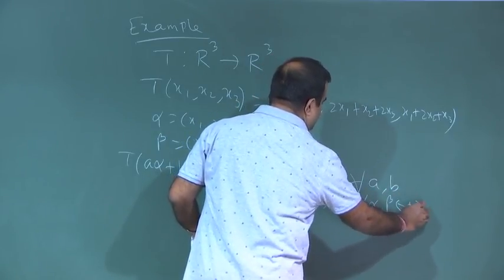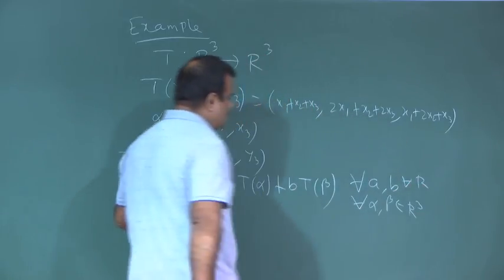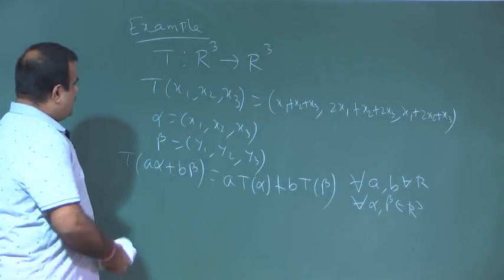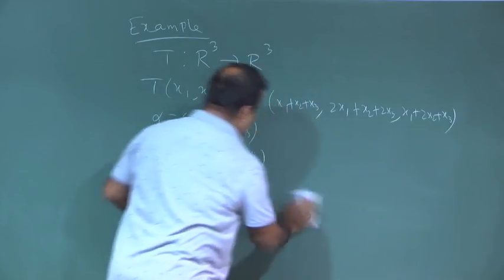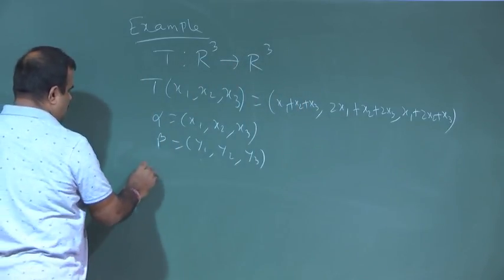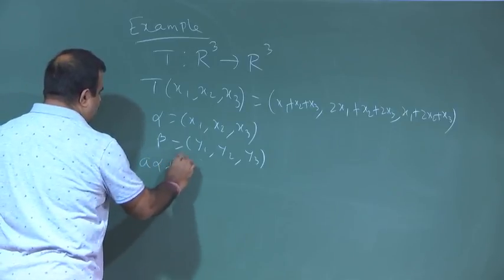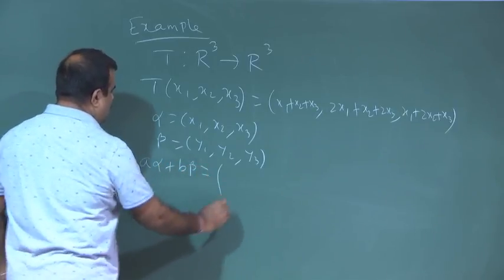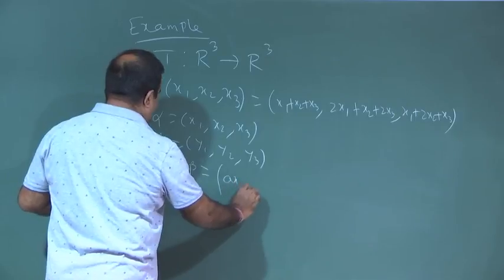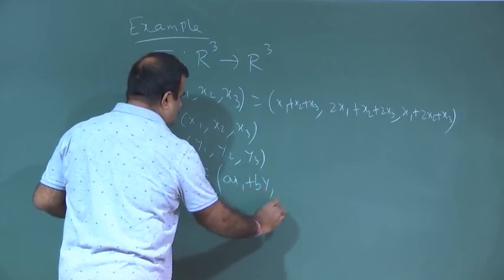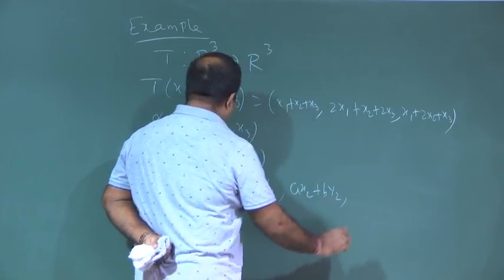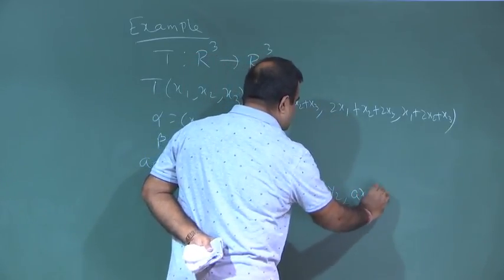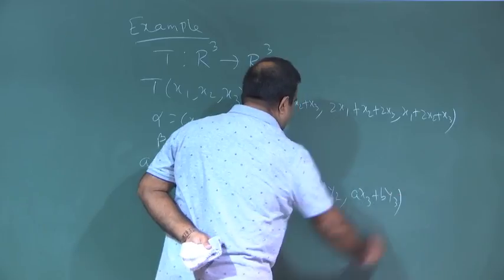Alpha, beta from R^3, for all a, b from R. This we can try; we just have to take this. What is basically a alpha plus b beta? This is nothing but a x1 plus b y1, comma, a x2 plus b y2, comma, a x3 plus b y3.